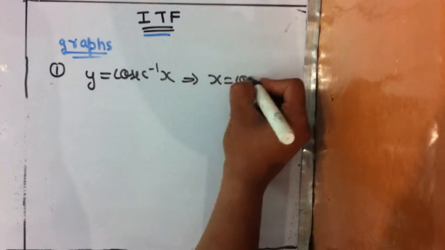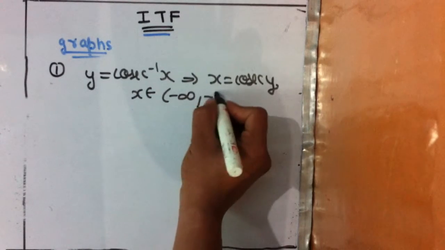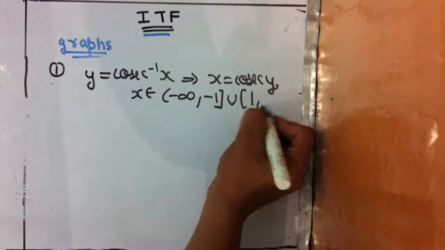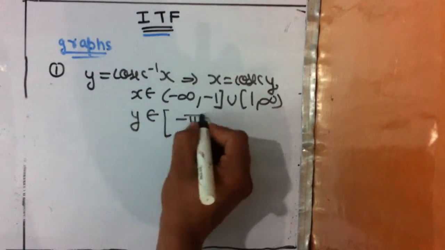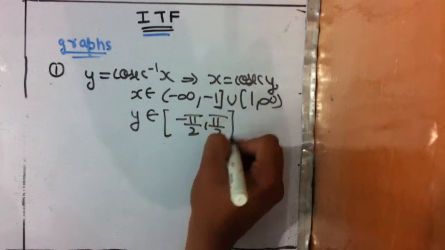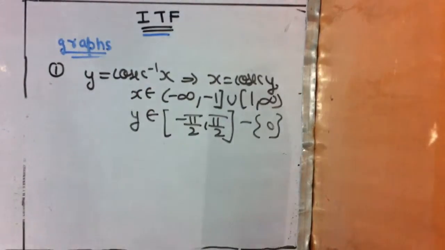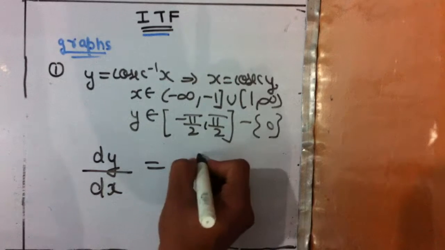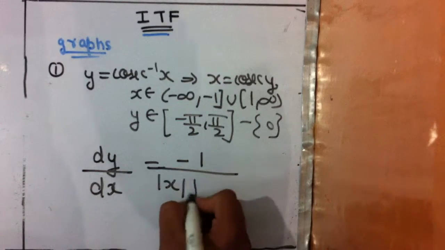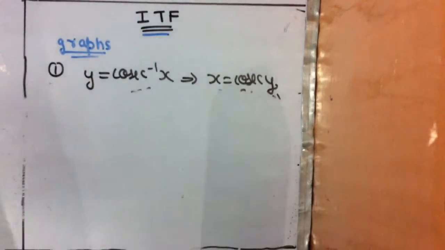This implies that x equals cosec y. Now for this, x belongs to minus infinity to minus 1 union 1 to infinity, and y must belong to the closed interval minus pi by 2 to pi by 2 excluding 0, as this function is not defined if we put 0 as y. Now the differentiation of this function with respect to x is negative 1 upon mod x root over x square minus 1.